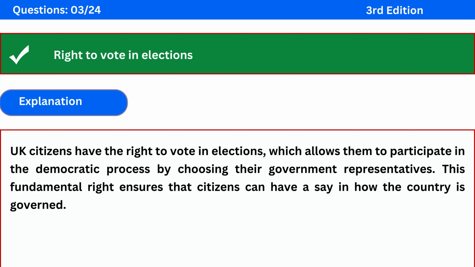The correct answer is right to vote in elections. Explanation: UK citizens have the right to vote in elections, which allows them to participate in the democratic process by choosing their government representatives. This fundamental right ensures that citizens can have a say in how the country is governed.